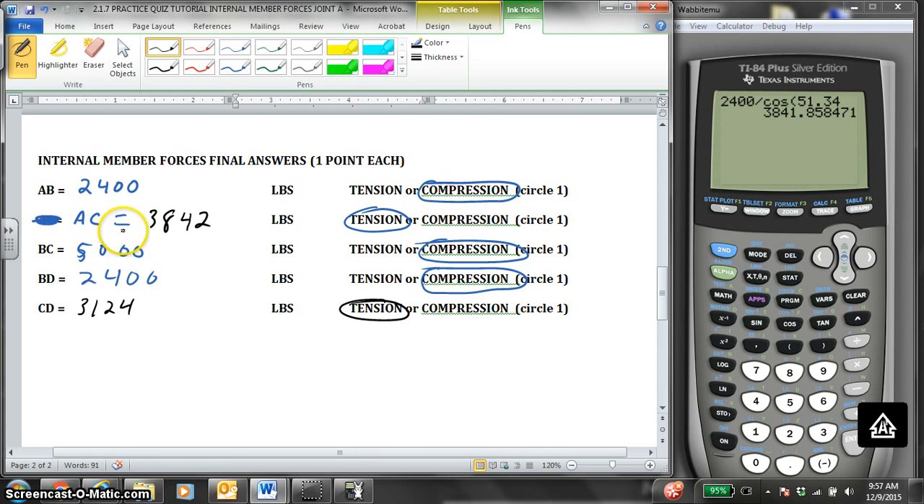AC we did in this video because we analyzed joint A, method of joints, 3,842 pounds in tension. So now you have the 5 internal member forces for this truss. Congratulations.